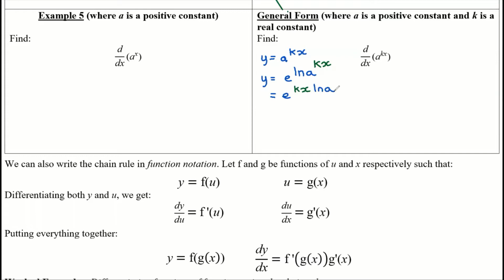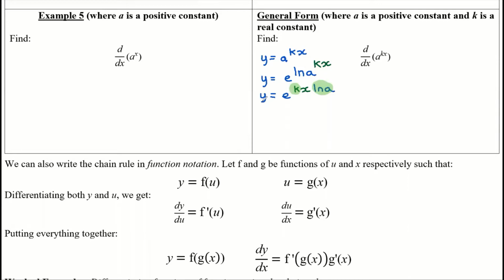And just to reiterate, I'm going to say it again because it's really important. The k and the natural log of a are just numbers. So there's nothing to worry about there when we differentiate it later. So that's what y is equal to. So I'll just put that as y is equal to all that.